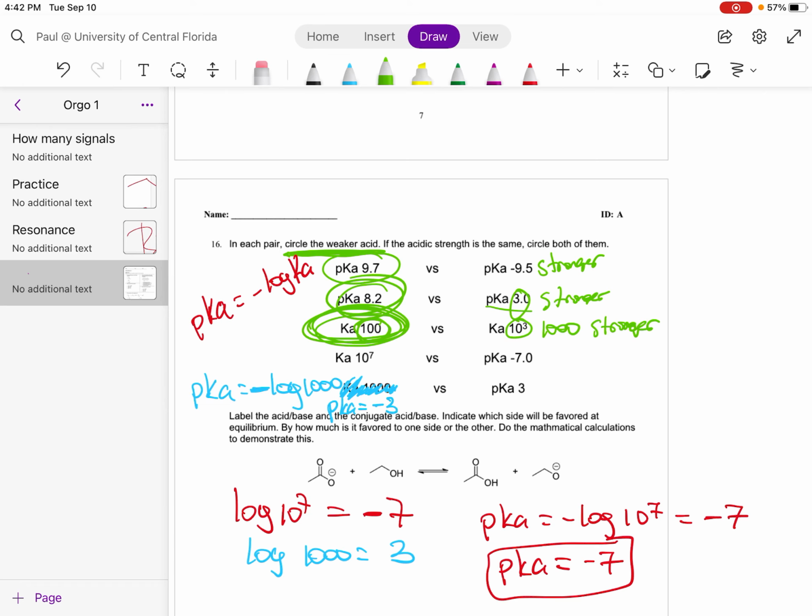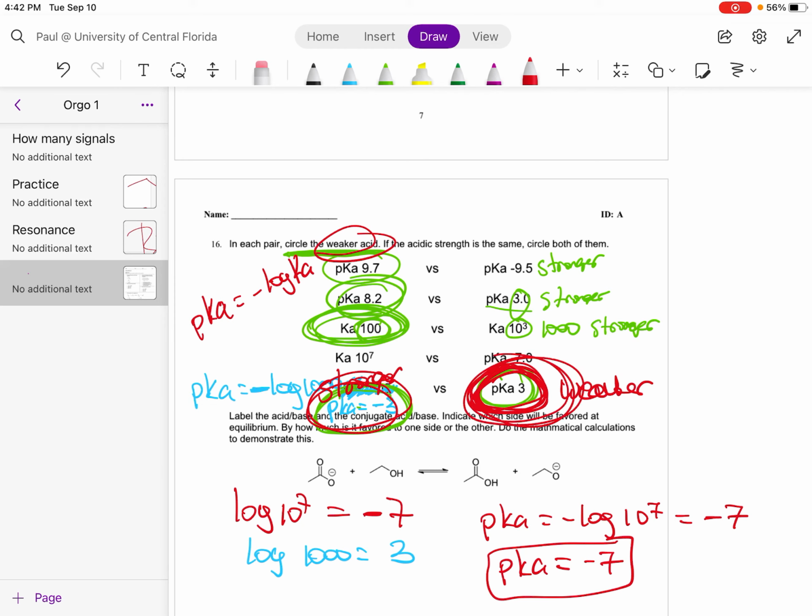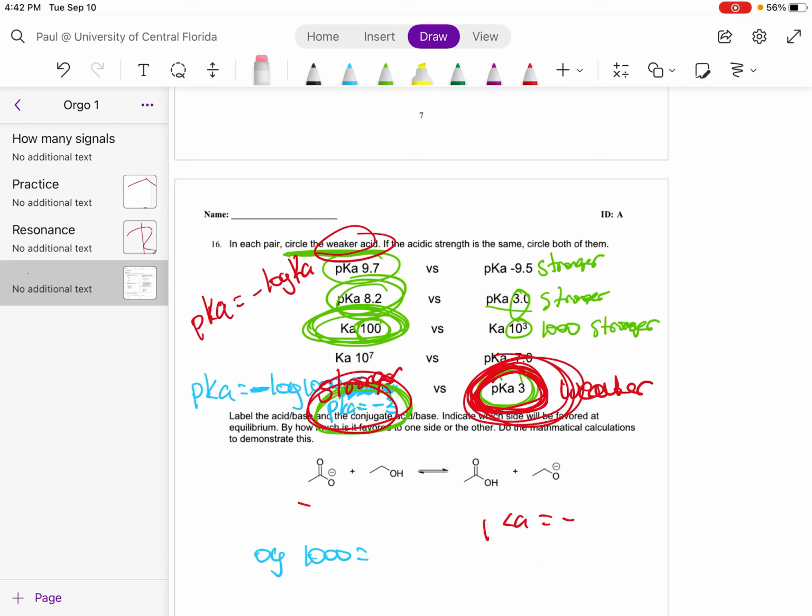So now we are comparing the pKa of negative 3 to the pKa of 3. And this is a smaller pKa, which makes that the stronger acid. Hence, this guy over here is the weaker. And since we're asking for what's the weaker acid, there it is. Okay, let's clean this up here.